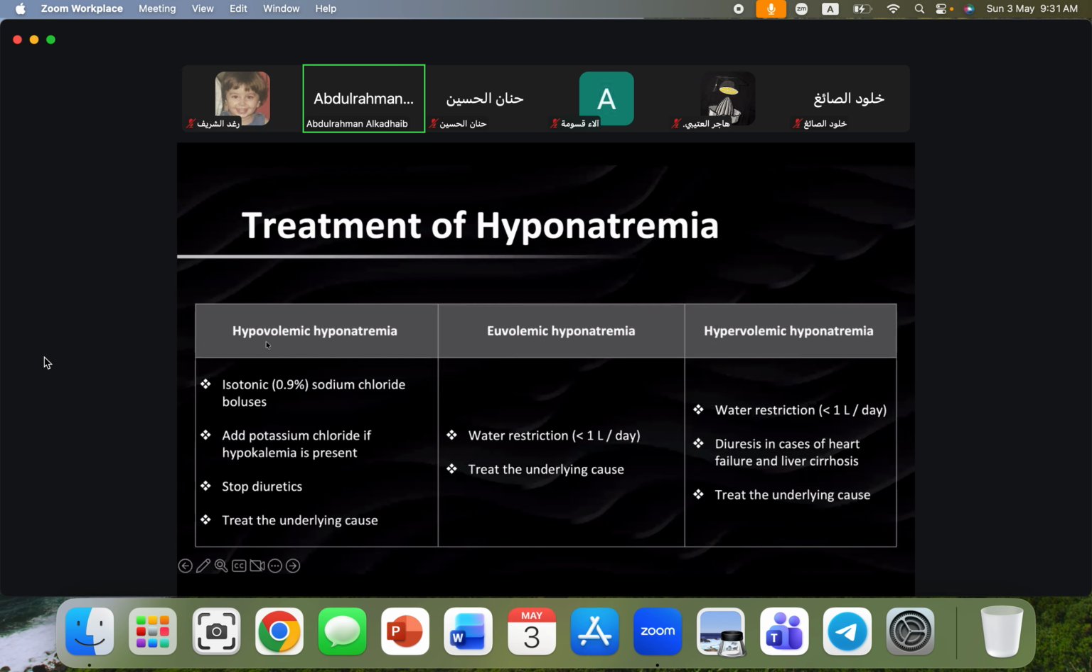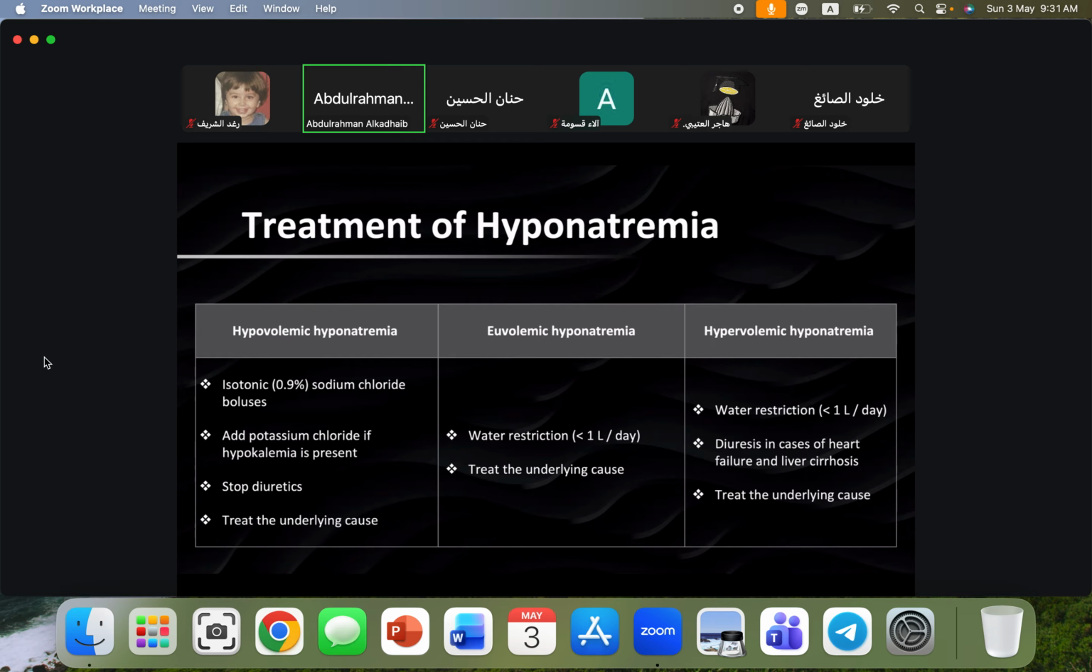If the cause of the hypovolemia is diuresis, renal loss, or diuretic use, we should stop the diuretics and basically treat the underlying cause. For example, we can give some medications for the nausea or vomiting to stop the underlying cause.